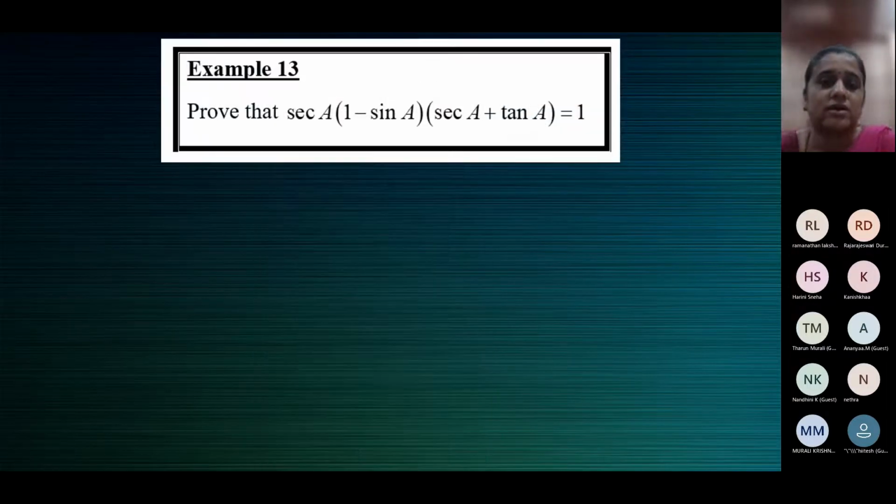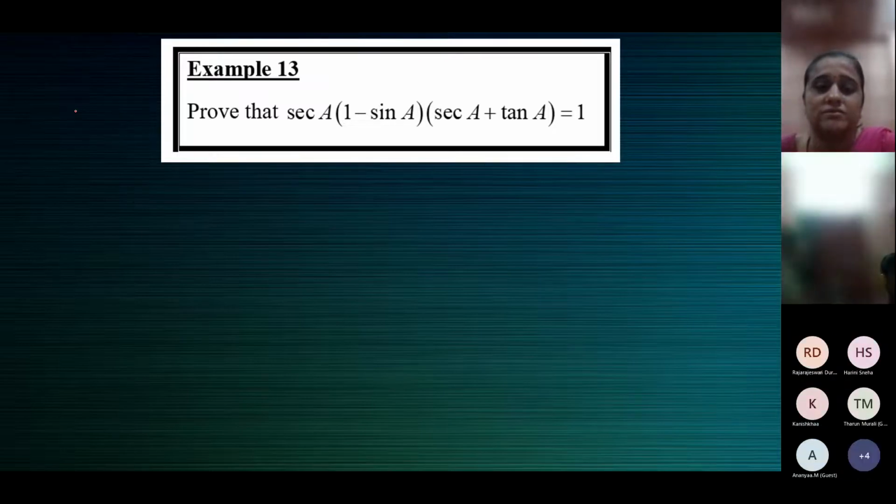Yeah. Now, prove that secant A into 1 minus sine A into secant A plus tan A is equal to 1. Now tell me, the rule is if there is something common, we'll have to take out whatever is common. Otherwise, when you don't even have a square, they're very simple: secant A, sine A, tan A. So there is another rule which says write other ratios in terms of sine and cos.